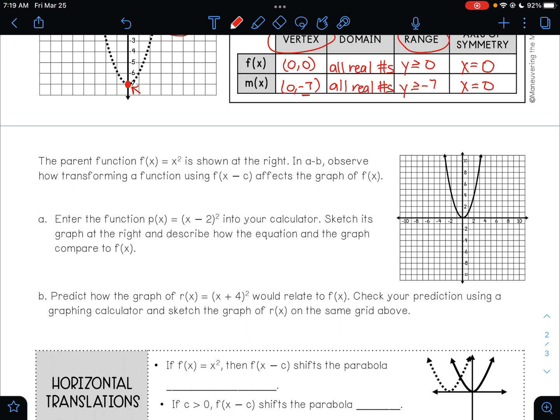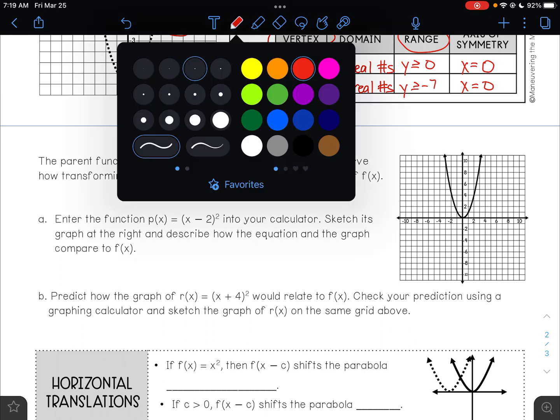Now, let's go to the back. The parent function of f of x equals x squared is shown on the right. In A through B, observe how transforming the function using f of x minus c, notice how it's inside the parentheses, affects the graph. So, A, enter the function y equals x minus 2 squared in your calculator. Sketch its graph on the right and describe how the equation and the graph compare to f of x.